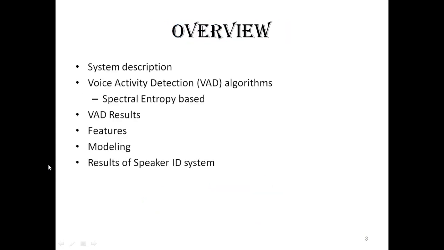The overview of the presentation is as follows. We start with a brief system description, followed by the components of it, which include voice activity detection and the results of voice activity detection, and that is followed by the feature extraction block, which are then used to model the speaker and then perform a log likelihood ratio test to obtain the results for different speaker ID systems.